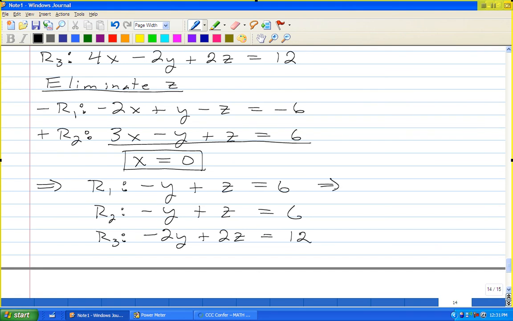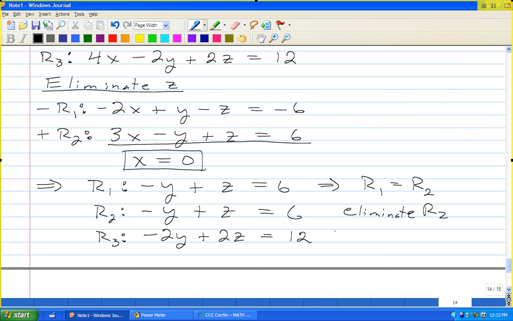But then notice, R1 is the same as R2. And so that means that really these two equations are the same. So I just rewrote them twice. So really, I was kind of stupid. I should have just written them once. So I can really just eliminate R2, because we wrote it twice.